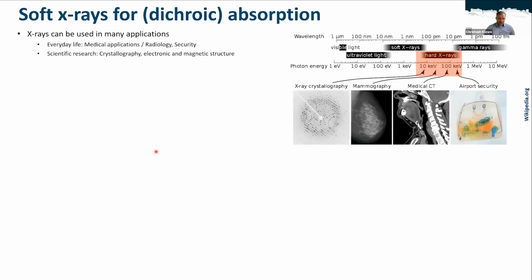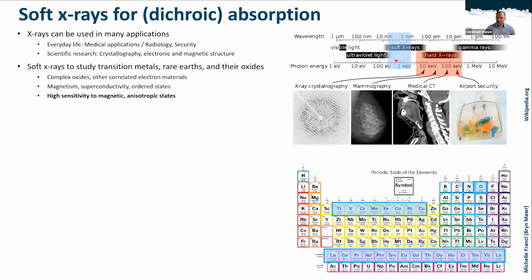Now, X-rays are used in many different areas, from everyday life, like, for example, medical applications or airport security, to, of course, scientific research, where we use it for example for X-ray crystallography, but we can also use it to look at electronic and magnetic structures. And in general, we have to distinguish between different types of X-rays. In general, we distinguish between hard X-rays and soft X-rays. And soft X-rays are typically defined as being in the energy range below 2 kiloelectron volts.